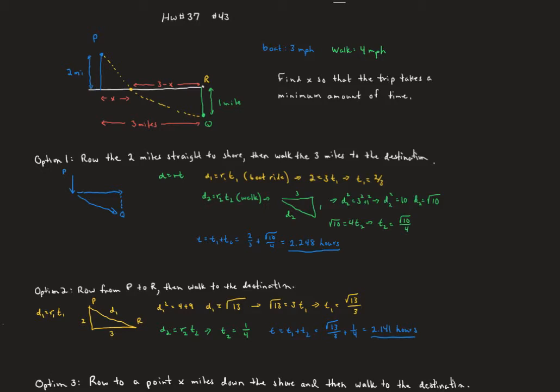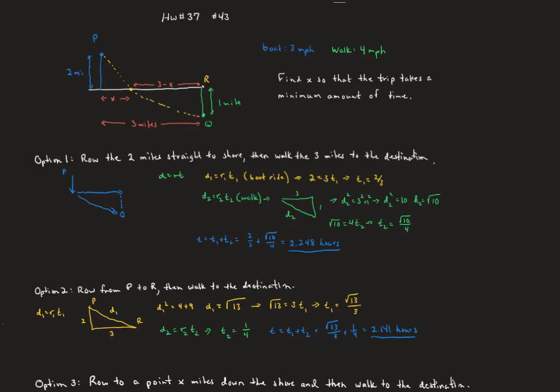Then we're going to have to walk the diagonal from right at the water line, at the riverbank, to our point that is 3 miles downriver and 1 mile in from the edge of the water. To find that diagonal length, that's the hypotenuse in a right triangle. So d sub 2 squared is 3 squared plus 1 squared, and that makes d sub 2 equal to the square root of 10.